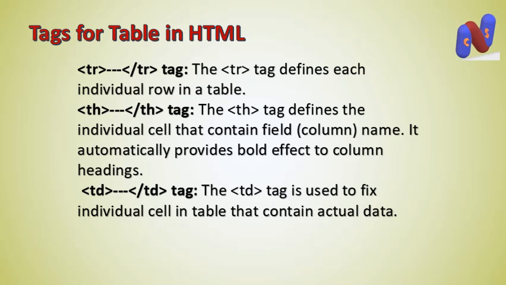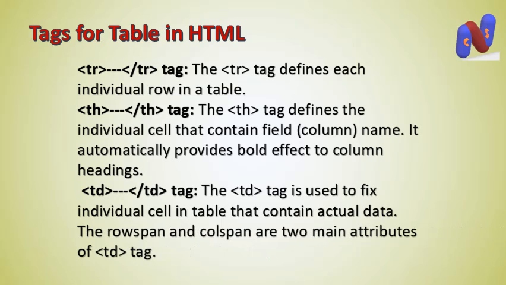Now the td tag. The td tag is used to fix an individual cell in the table that contains the actual data. Okay. So th is used to specify the cell that contains only the column name, while td is used to specify a particular cell which is used to store the actual data. Rowspan and colspan are two main attributes of the td tag.